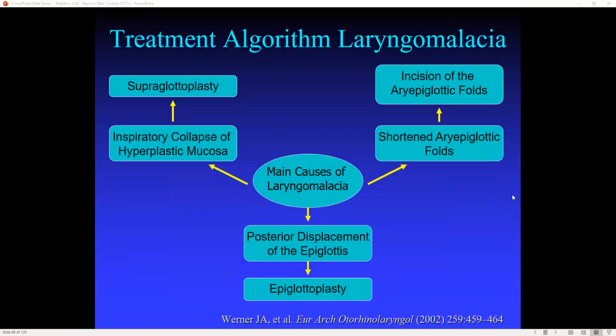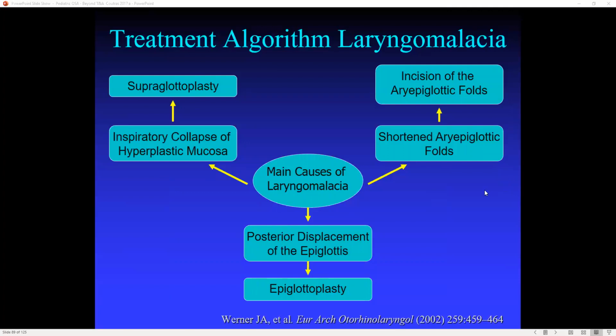So what about laryngomalacia? Well, you got to figure out what the cause is, and you do that with sleep endoscopy. Dr. Carr is a great teacher. She'll tell you all about this stuff. So you can have hyperplastic mucosa on the left, and then you would trim that. You could have short AE folds here on the right, so you can size that.